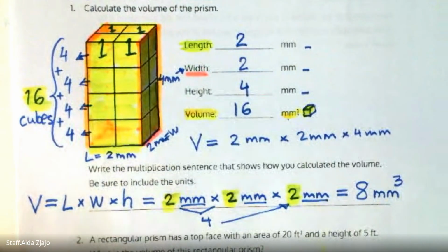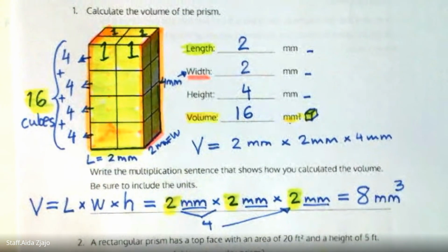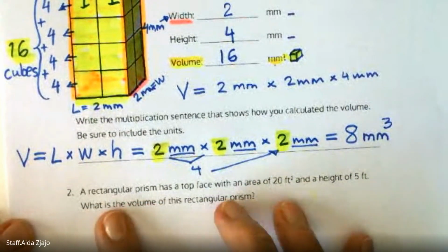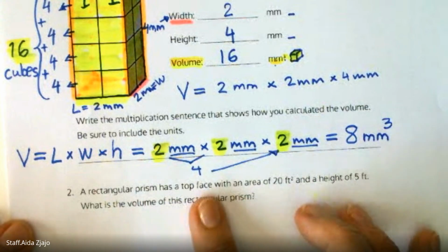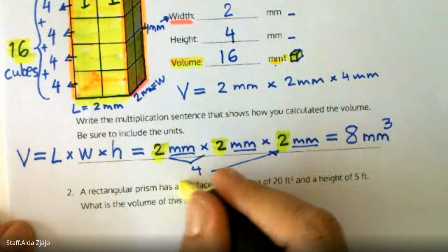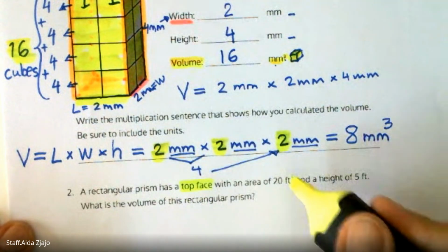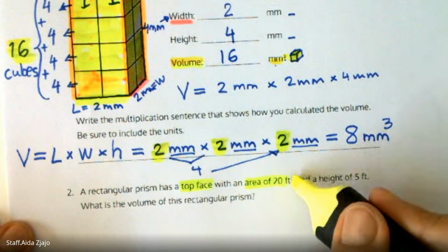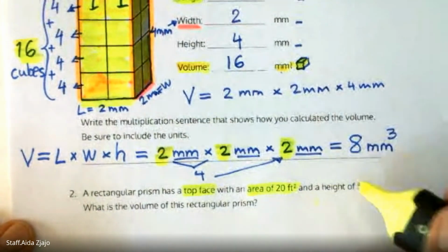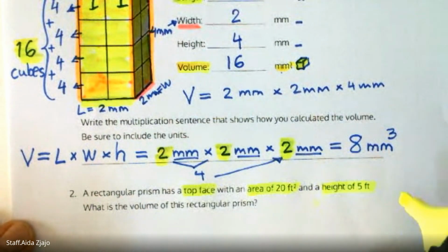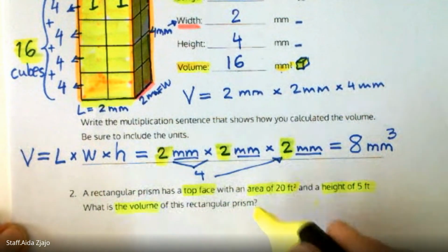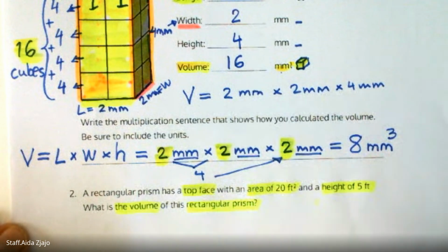Okay, let's see what they want us to do on number 2. A rectangular prism has a top face with an area of 20 feet squared and a height of 5 feet. What is the volume of the rectangular prism?